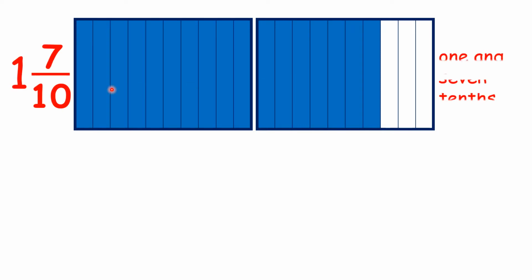We have one whole rectangle, but we also have 7 tenths of another rectangle as well. So we can say that we have 1 and 7 tenths. This is called a mixed number because we have a whole number, in this case 1, and a fraction, in this case 7 tenths. So we write this as 1.7 because our units column is before the decimal point and our tenths column is after it.